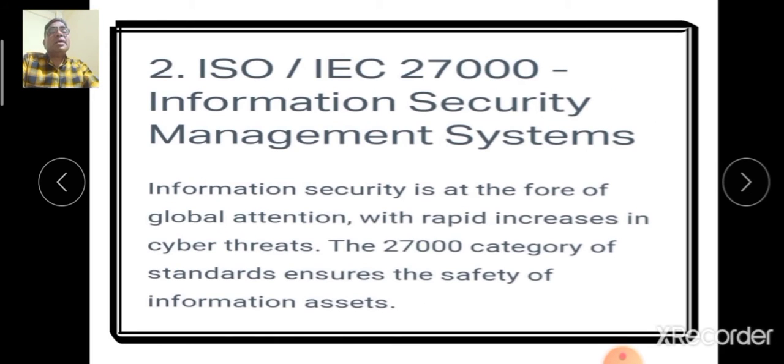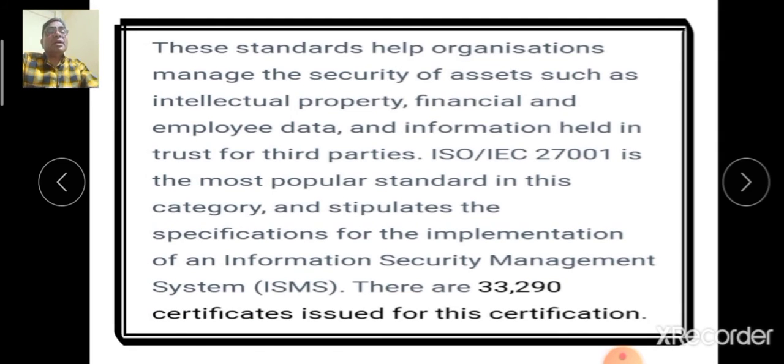Second, ISO 27000, which is about the information security management system. It ensures the safety of information assets and helps the organization manage the security of assets such as intellectual property, financial and employee data, and information held in trust for third parties.